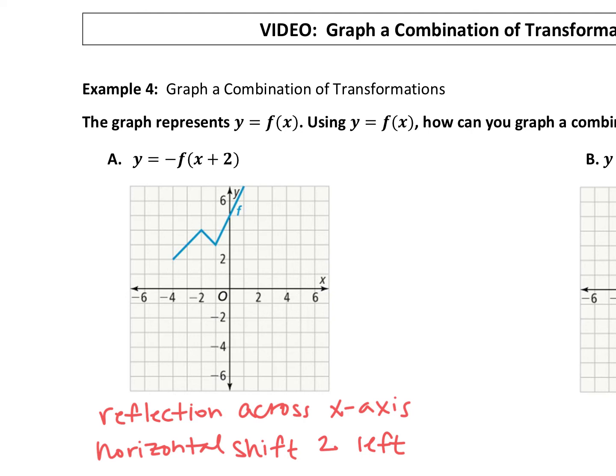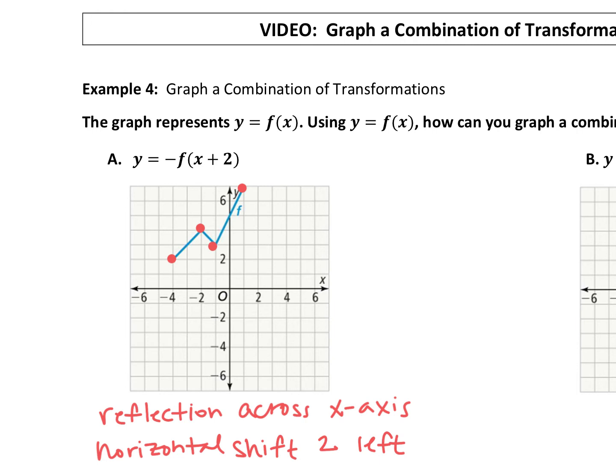So basically, if you think about it, you have some specific points. Let me see if I can highlight them. Here, here, here, and here. We're going to take those 4 points, reflect them across the x-axis, and then shift them 2 units to the left. So if I take this point right here, reflecting across the x-axis, I go 2 to get to the x-axis, then I go 2 across. So now I'm right here for my reflection across the x-axis, and then I have to shift 2 to the left, and I'm going to plot this point here at -6, -2.